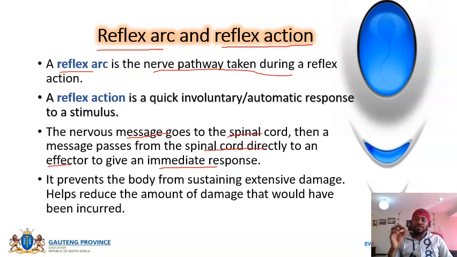What is then the use for these reflex actions? It is to prevent the body from sustaining extensive damage. Or, otherwise, it helps to reduce the amount of damage that will have been incurred by the body. Okay, there's already some damage, yes, but let's not make things worse. That's exactly why a reflex action is important. So let's see how this actually operates in detail.